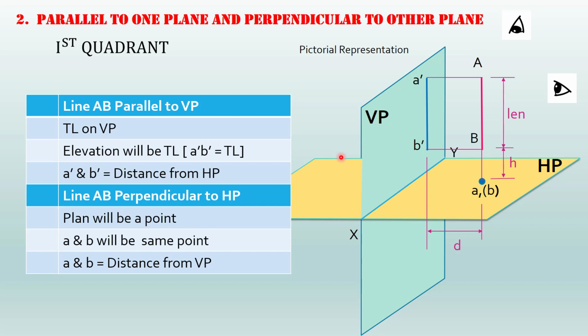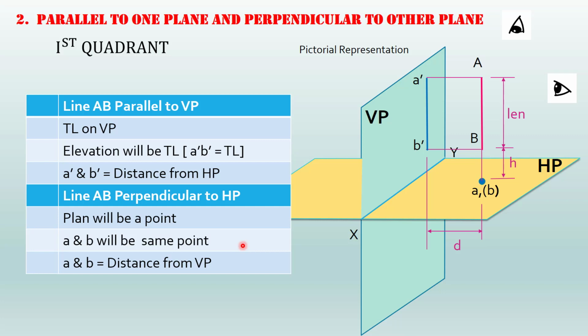Now if the line is kept perpendicular to HP, see, the plan will be a point. That you can see from the figure itself, right? The plan will be a point. So A and B will be the same point. That also you can see here. A and B both are the same, but we will put B inside the bracket since it is invisible, right? So the distance of A and B will be equal to the distance from the vertical plane. So these are the points to be kept in mind.